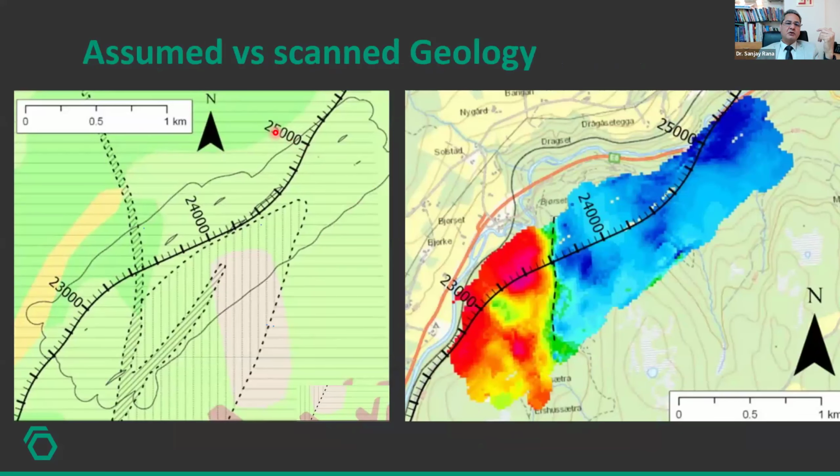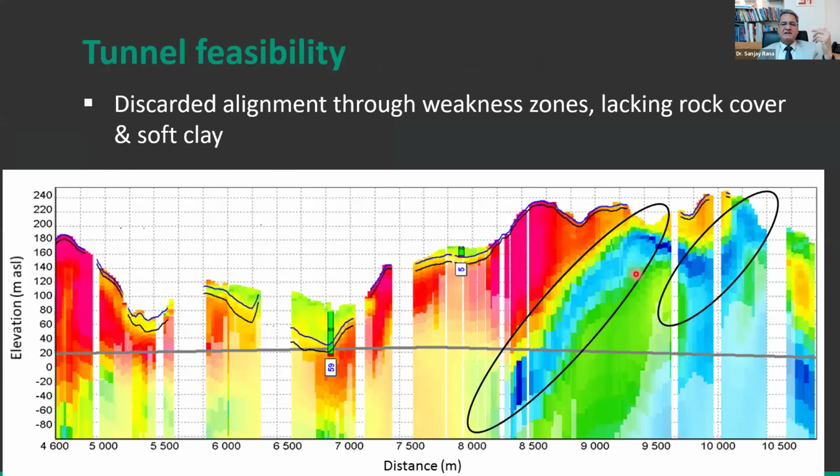So this is the assumed geology of the area. And once the survey was done, you can see what a contrast in geology there is. So this is scanned geology. So a lot of value in this. Similarly, this was an alignment which was almost finalized. Once the survey was done, it was very clear that the alignment was passing through this weakness zone, soft clays, and ultimately this alignment was discarded. Otherwise, this would have been a disaster if construction had started there.